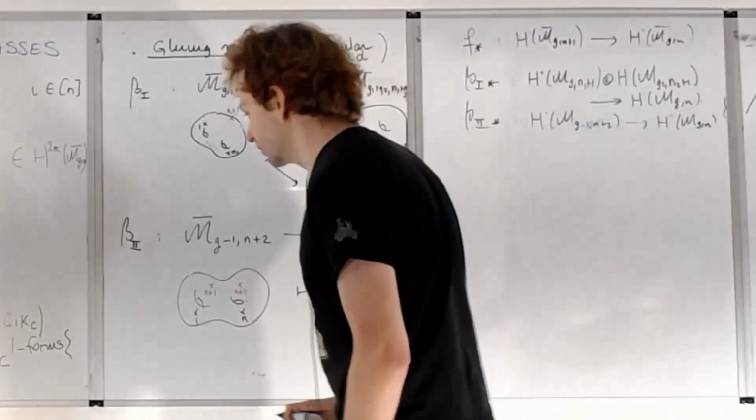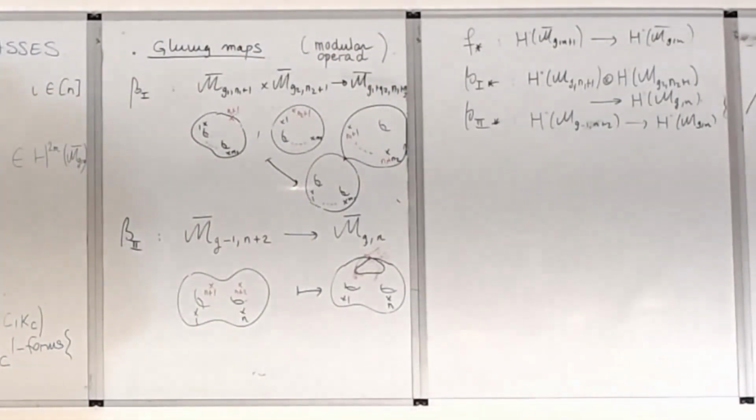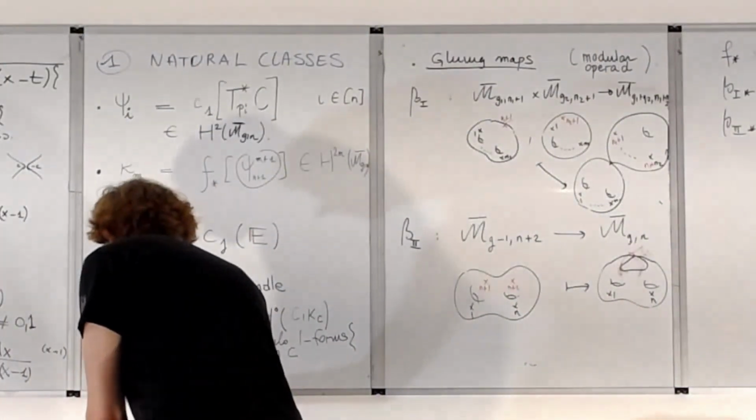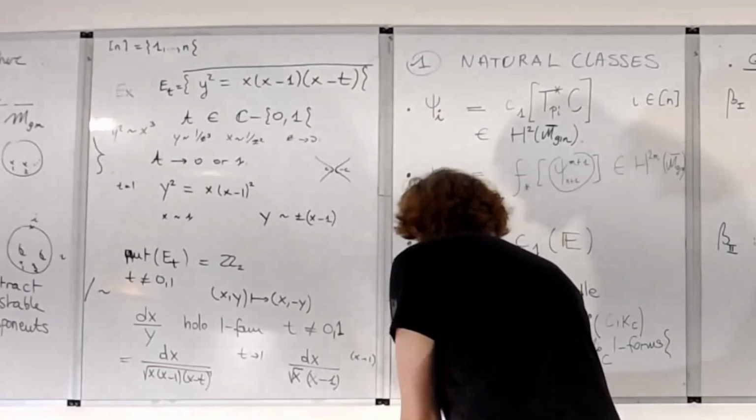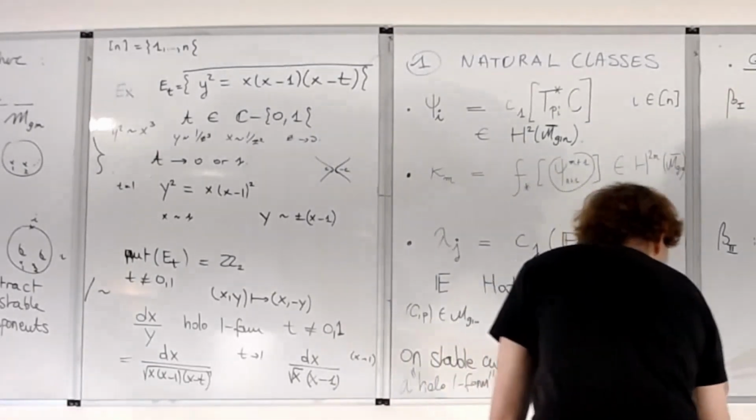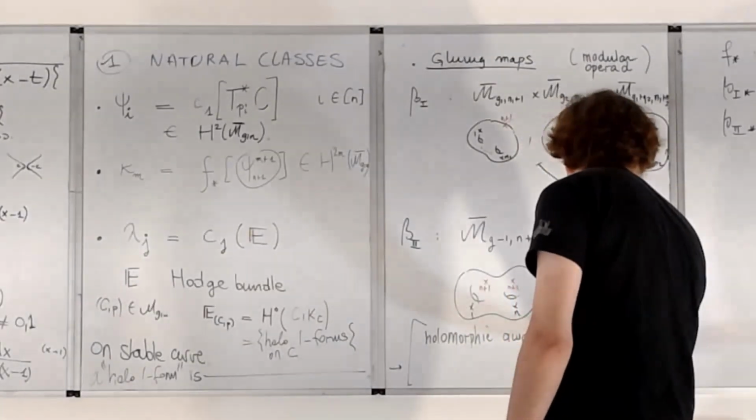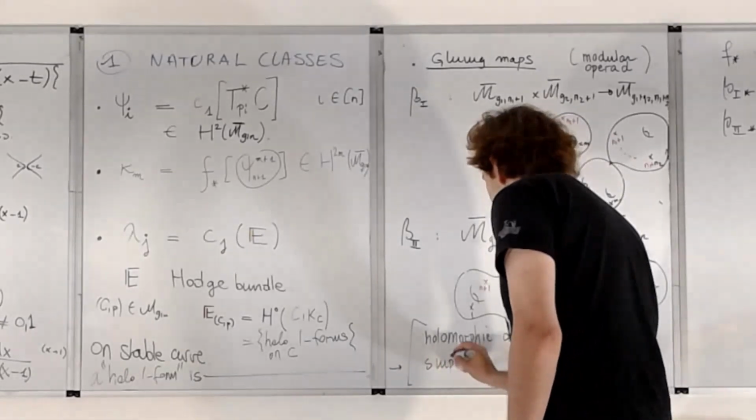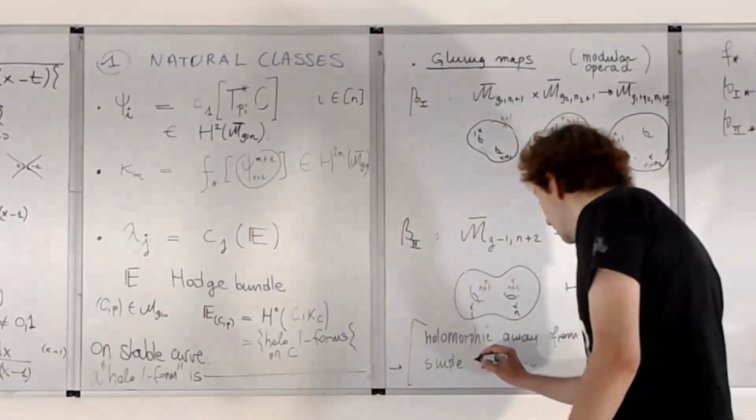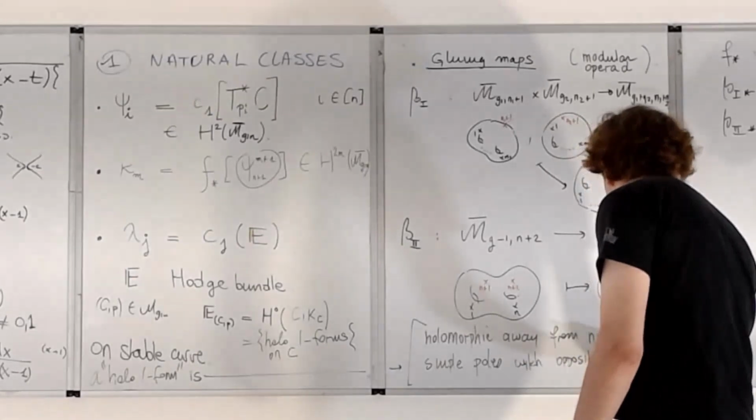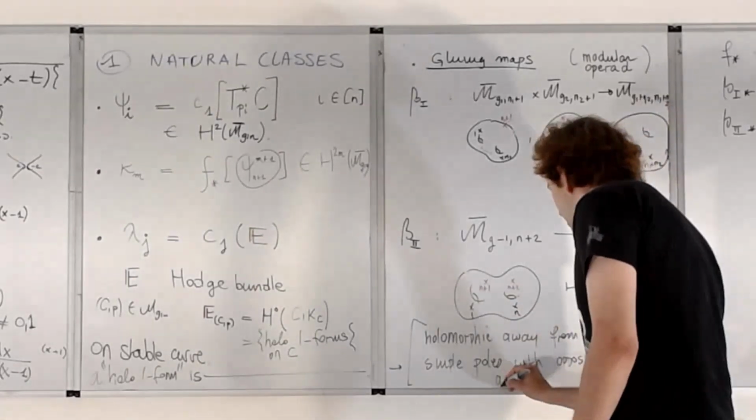So in fact, I want to say that here. On a stable curve, a holomorphic one-form, by definition, is holomorphic away from nodes and has at most simple poles. It could also be regular at the poles. At most simple poles with opposite residues at the node.